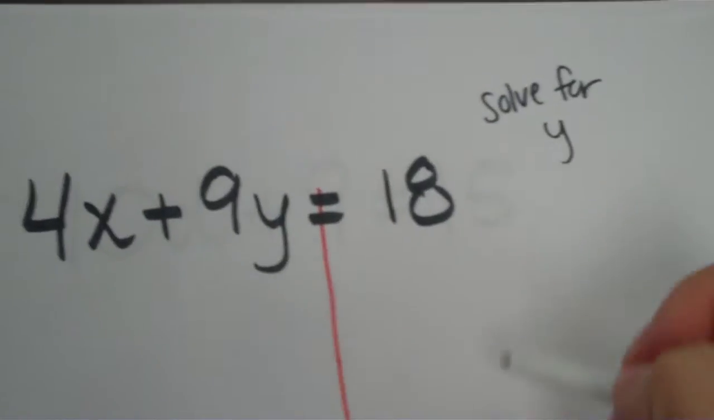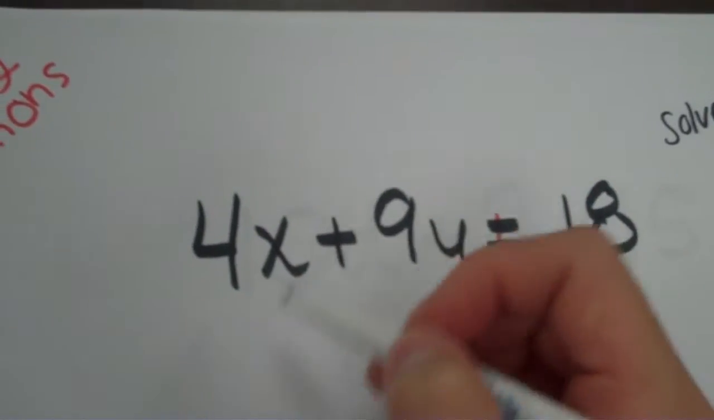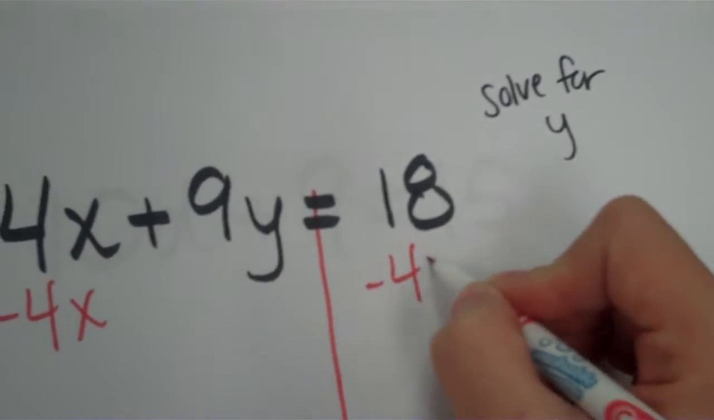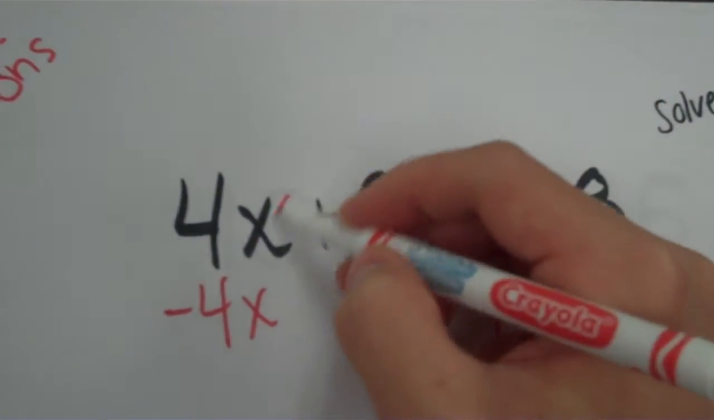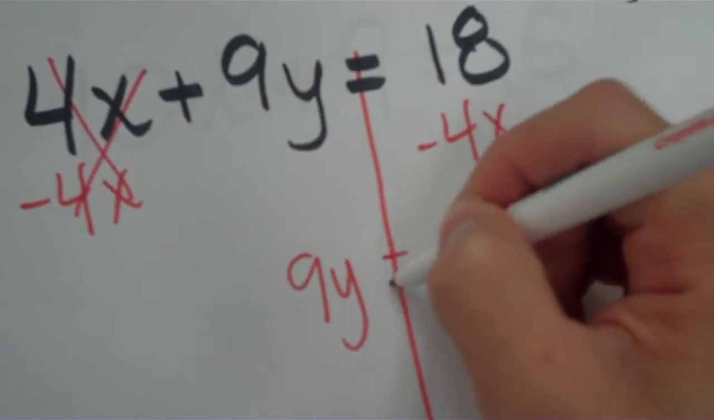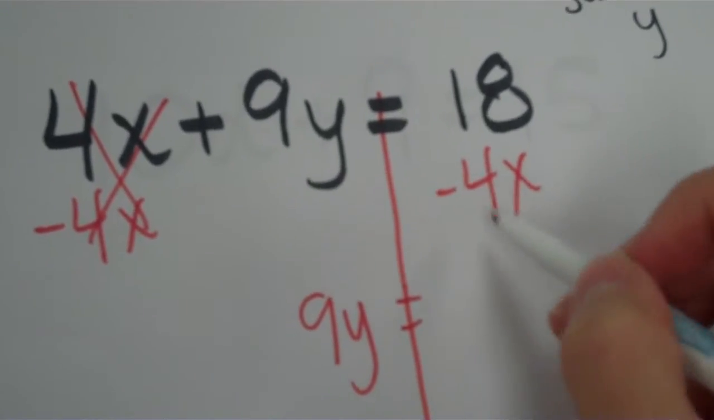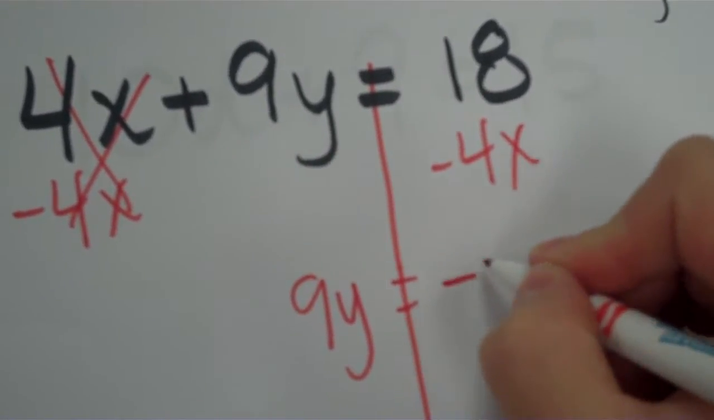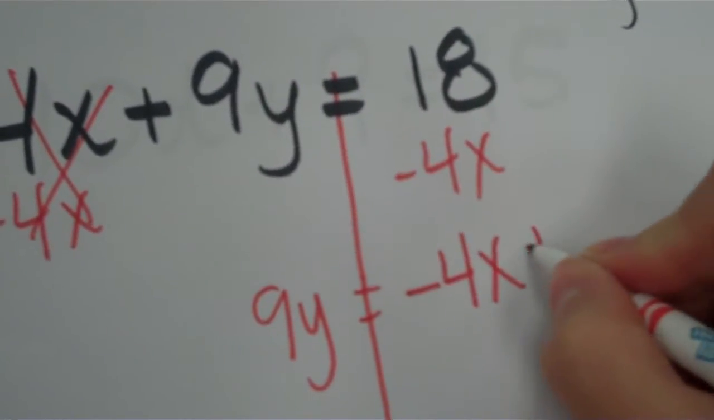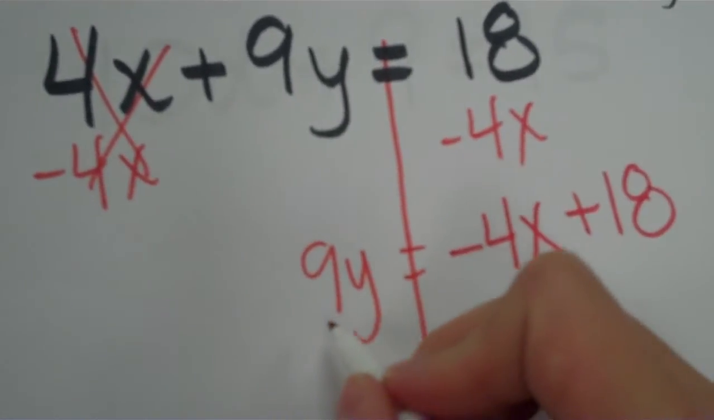So, we're solving for y. Your y, 9's your best friend. I'm kicking out 4x. The opposite of positive 4x is negative 4x. Okay? Goes away. 9y comes down. You can write them side by side. I'll go ahead and put the 4x first this time. So negative 4x. And since this is a positive 18, I need you to write plus 18 because it's positive. Okay? And then we divide by 9.